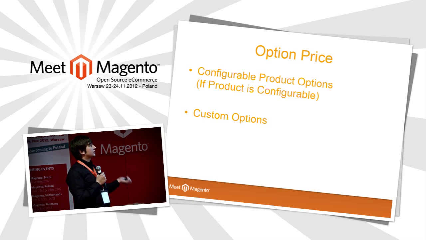So what does the option price consist of? As I told before, Magento has configurable product options, so configurable products can have these option prices, and they can have some custom option prices as well. I'm not talking here about bundle products, because bundle products have a bit different price calculation scheme. Every bundle product has a lot of simple products, and Magento retrieves the final price from every simple product and summarizes it.